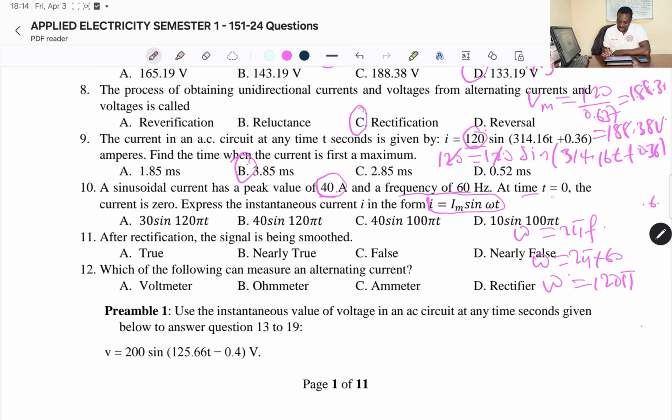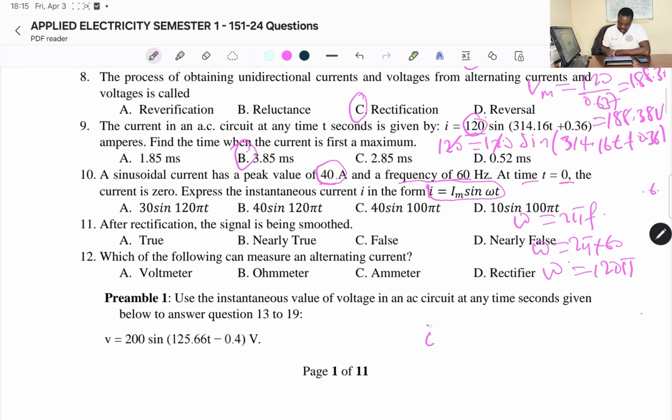And we have been told that at time t0, the current is 0. I mean, there's no phase angle. So the phase angle is 0. That means I can write this as the maximum current, which is 40, sine angular velocity, which is 120 pi t, right? So this is how we get it. So this corresponds to which one? 40, 120 pi. Okay, so the answer is this one, B.